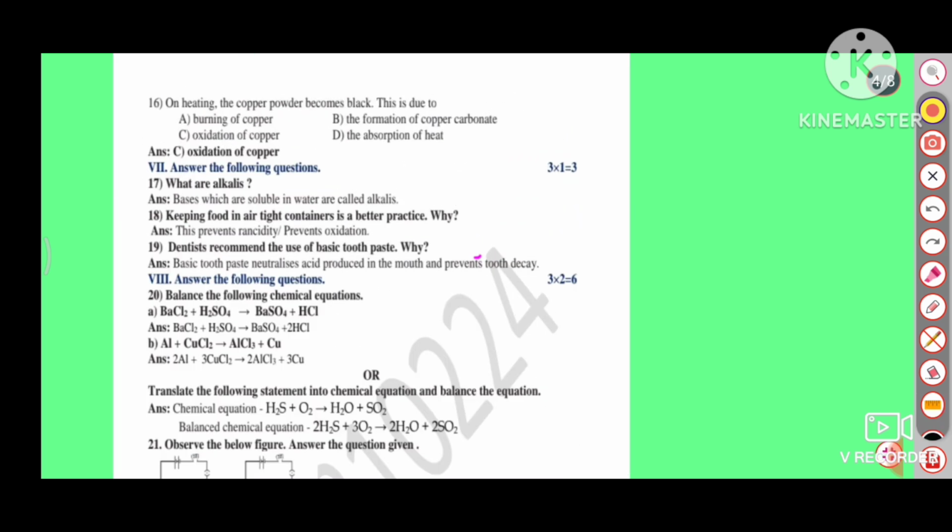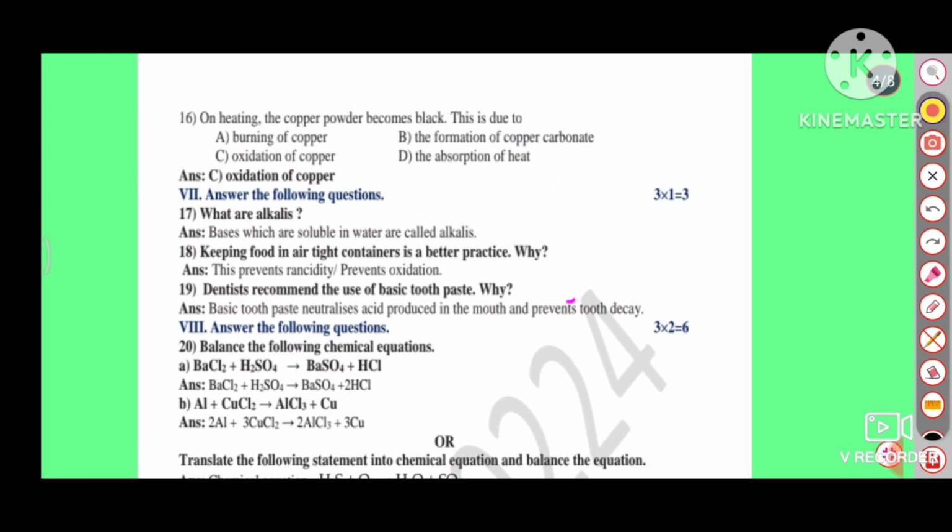Next question: on heating, the copper powder becomes black. This is due to: options are burning of copper, the formation of copper carbonate, oxidation of copper, the absorption of heat. Answer is oxidation of copper.